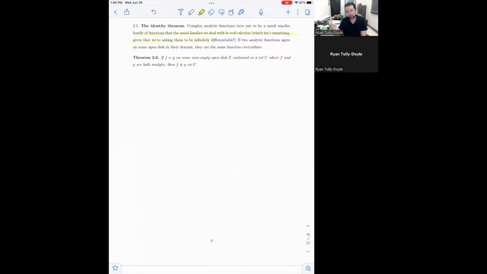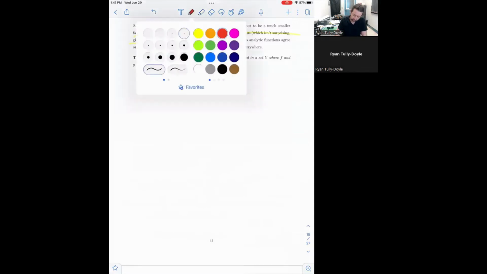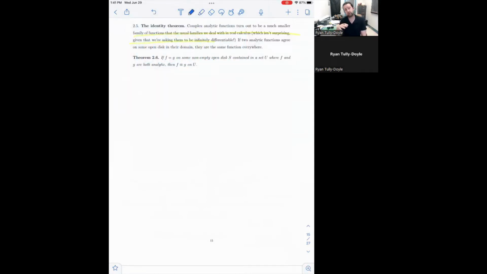So the first is, we're asking these functions to be infinitely differentiable, right? We're going to work with analytic functions. Analytic functions have to have convergent power series, which means they have to be infinitely differentiable, which means they have to be very smooth. So we're working with a really cut down family of functions. But it turns out that complex analytic functions have this perhaps not all that unsurprising behavior: if they agree on some overlap, then they're actually the same function.